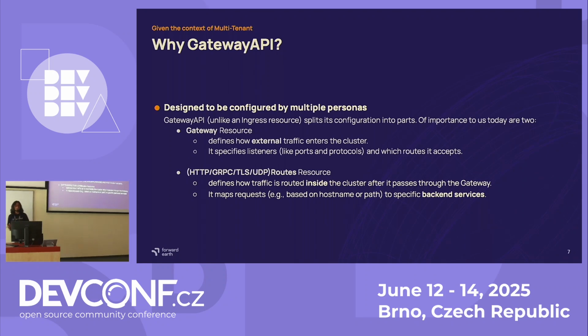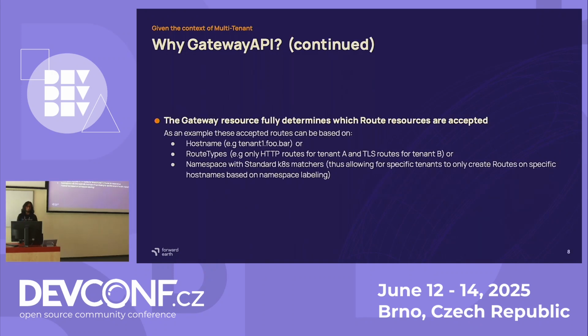Your root resources, on the other hand, determine and define how the traffic, once it enters your cluster, what happens when it's in the cluster and where it routes to. It, in essence, maps requests based on your hostname or path internal to the cluster to the specific backend service. So think of it as the bottom part of your ingress definition in classic ingress definitions. Why is this splitting of the config? Why is this idea of multiple personas important?